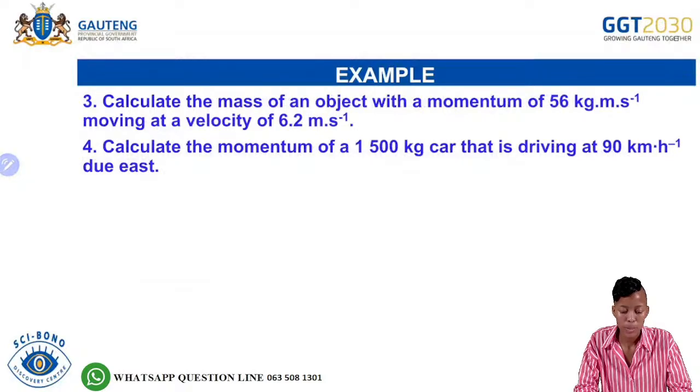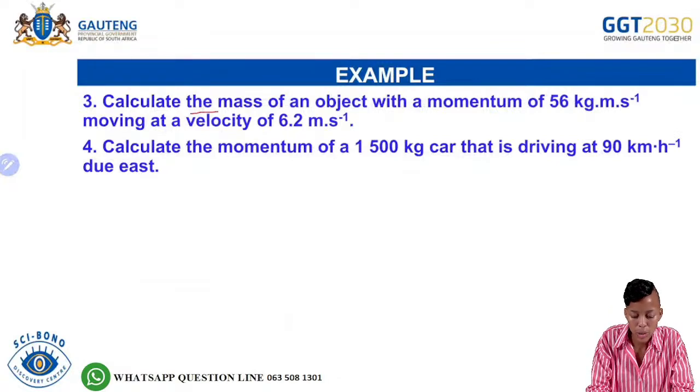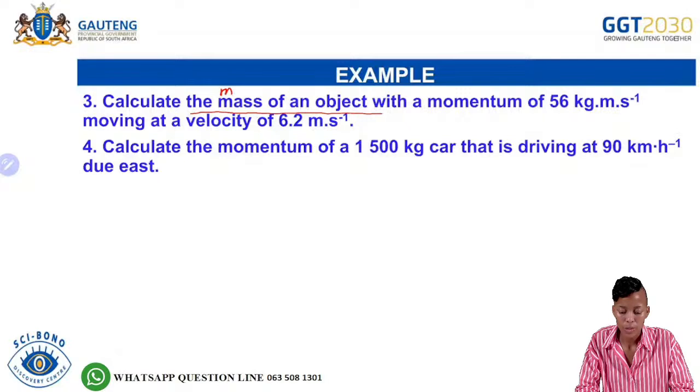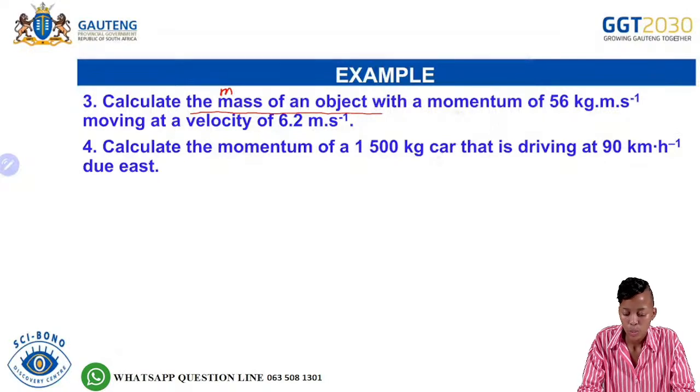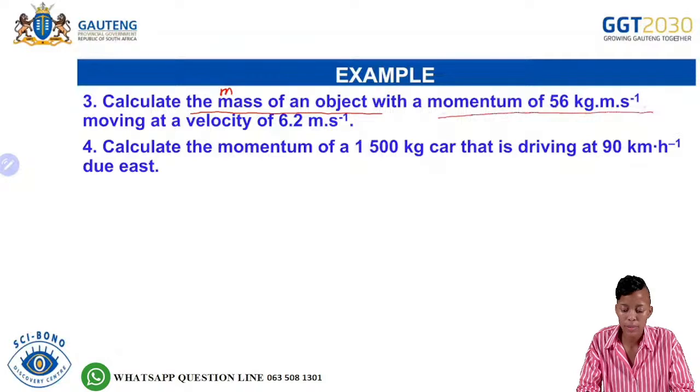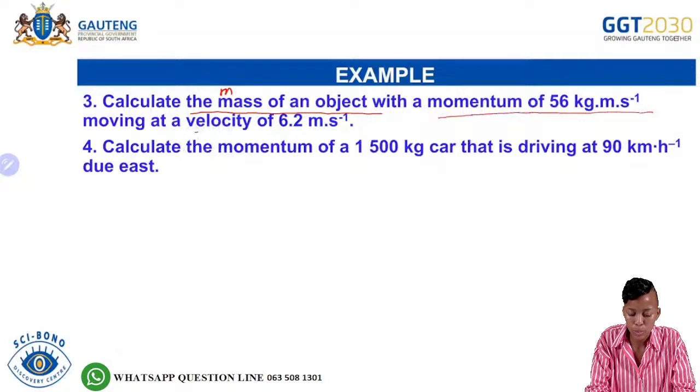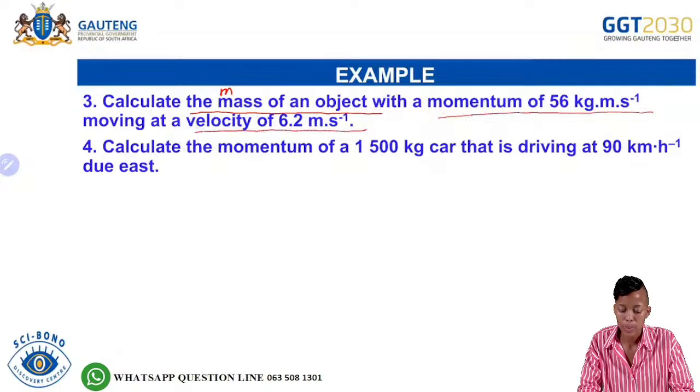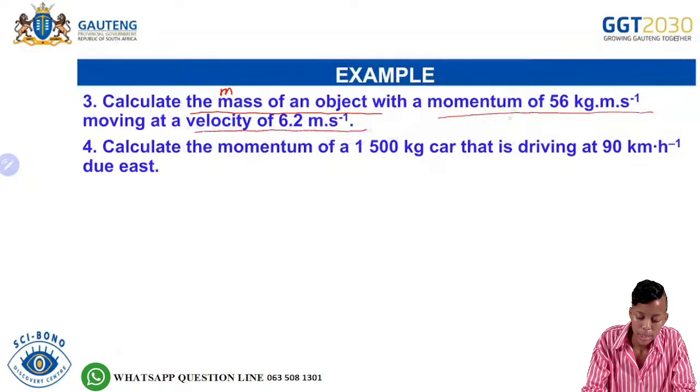Okay, then looking at example number 3 there, it says you need to calculate the mass of an object. So what are we looking for? We need to calculate the mass this time of an object with a momentum of 56 kilograms meters per second, which is moving at a velocity of 6.2 meters per second. We are collecting our data now.